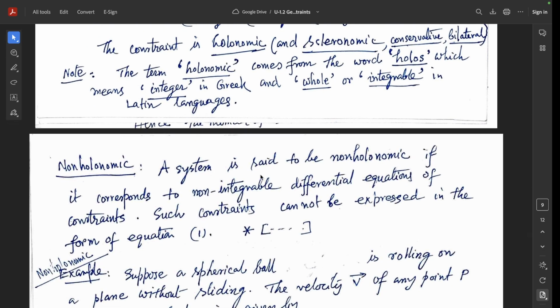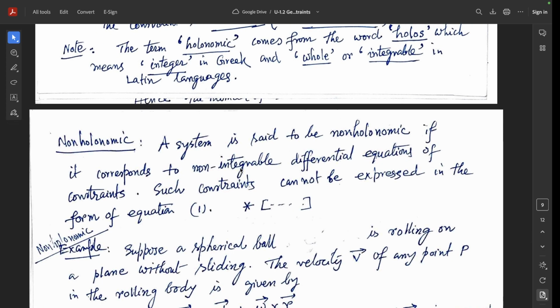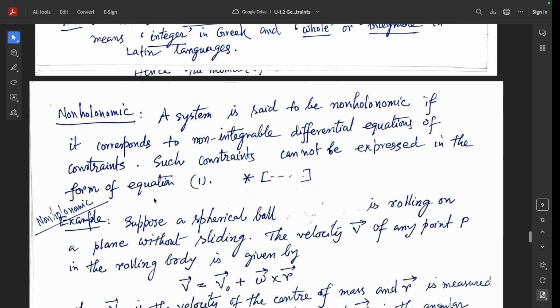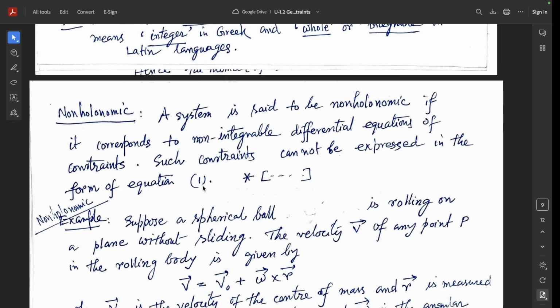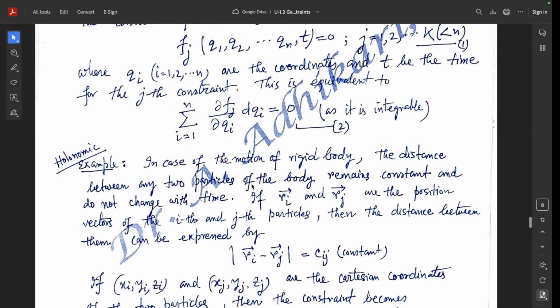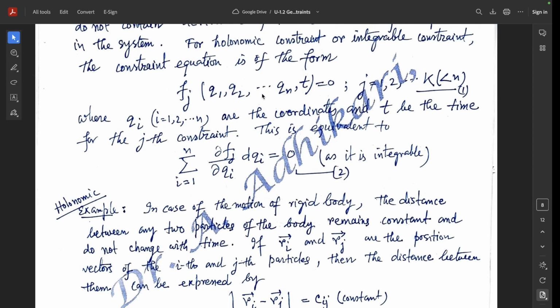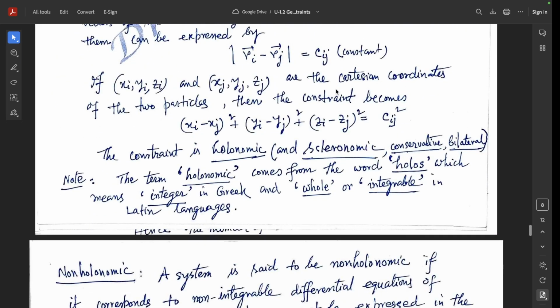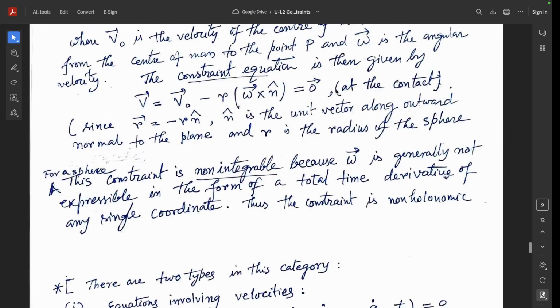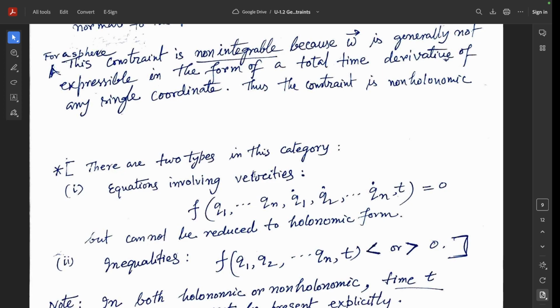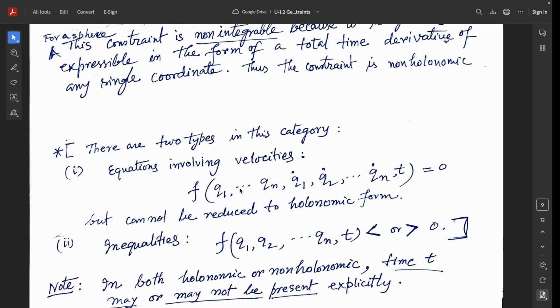And non-holonomic: a system is said to be non-holonomic if it corresponds to non-integrable differential equations of the constraints. Such constraints cannot be expressed in the form of equation 1, f(q1, q2, ..., qn, t) equal to 0. So for these non-holonomic constraints, we can express them. There are two types in these categories. Equations involving velocities: the generalized coordinates q1, q2, ..., qn and the generalized velocities q1 dot, q2 dot, ..., qn dot, comma t, equal to 0, but which cannot be reduced to holonomic form.